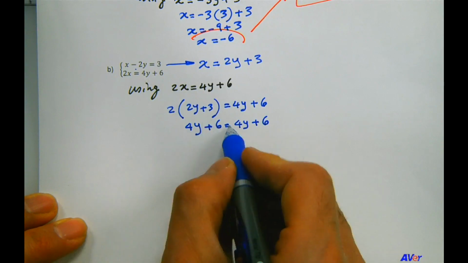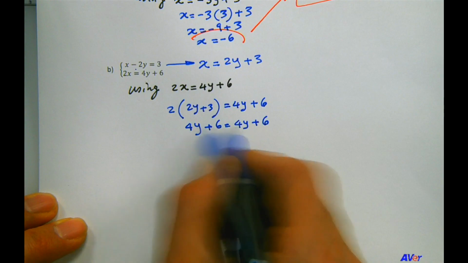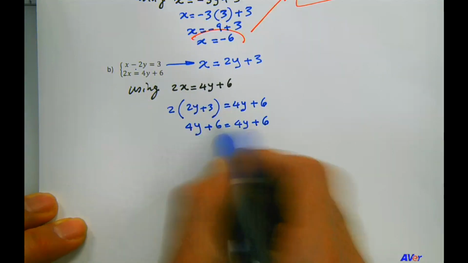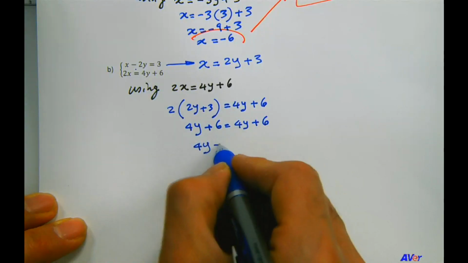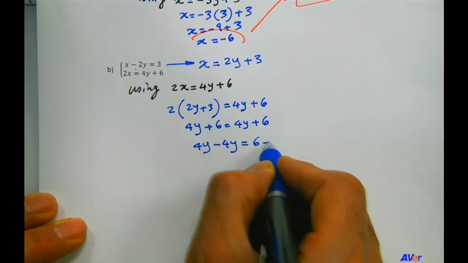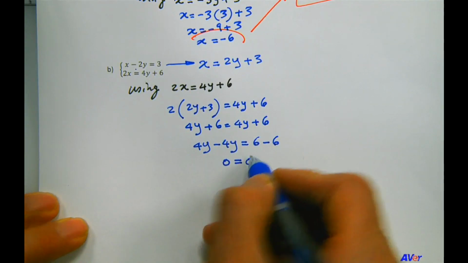So in this case, watch what happens. When we move both terms that have variable y in them to the left and the constants to the other side, we end up with 4y minus 4y equals 6. Moving this 6 over, we get that. So what do we get? We get 0 equals 0.